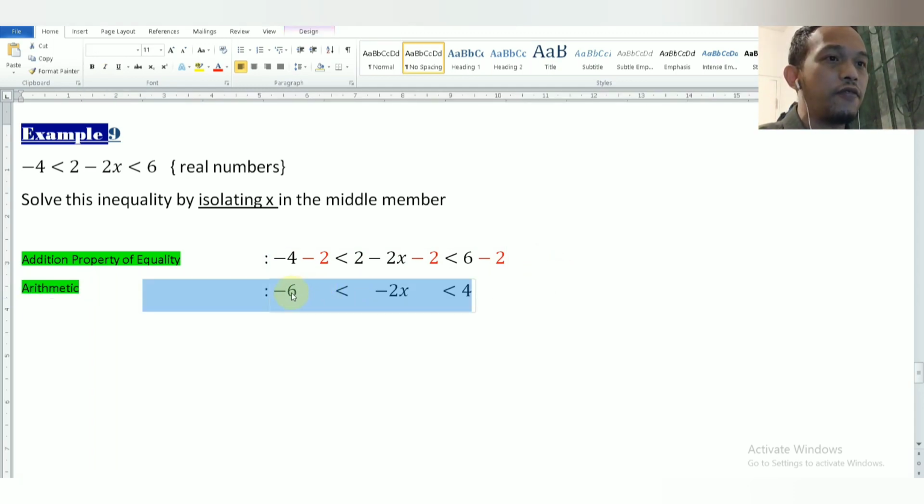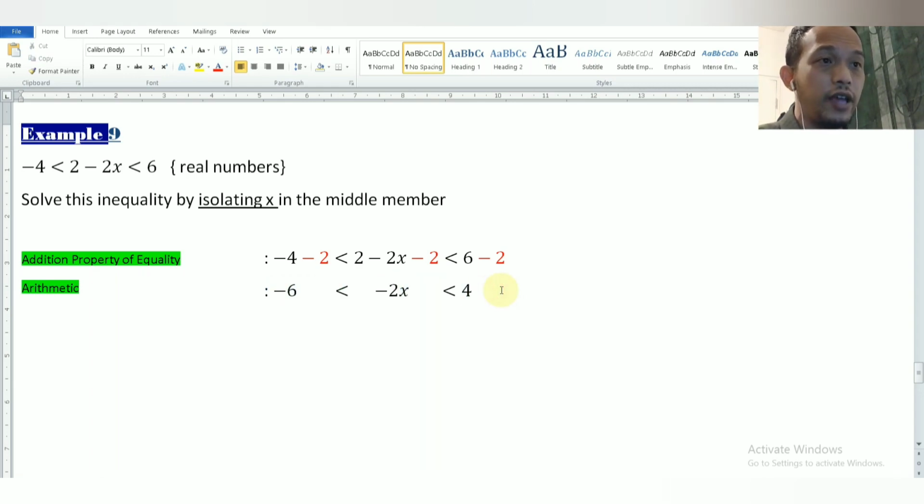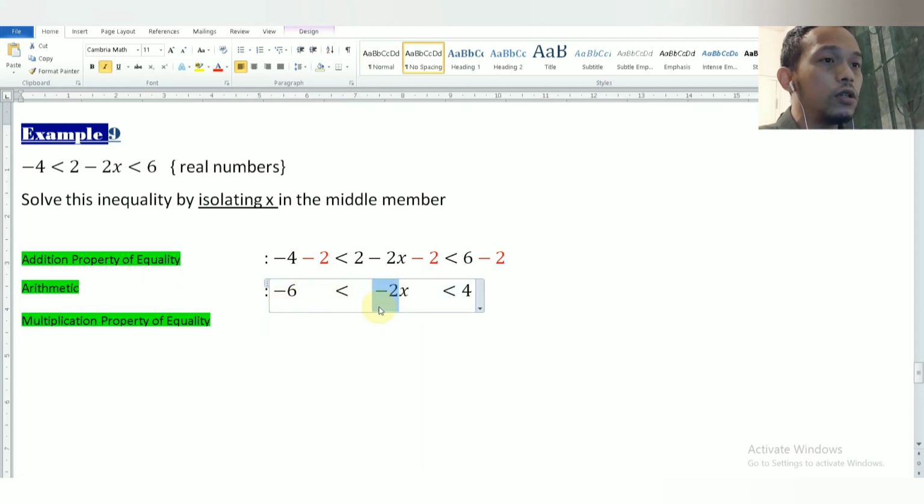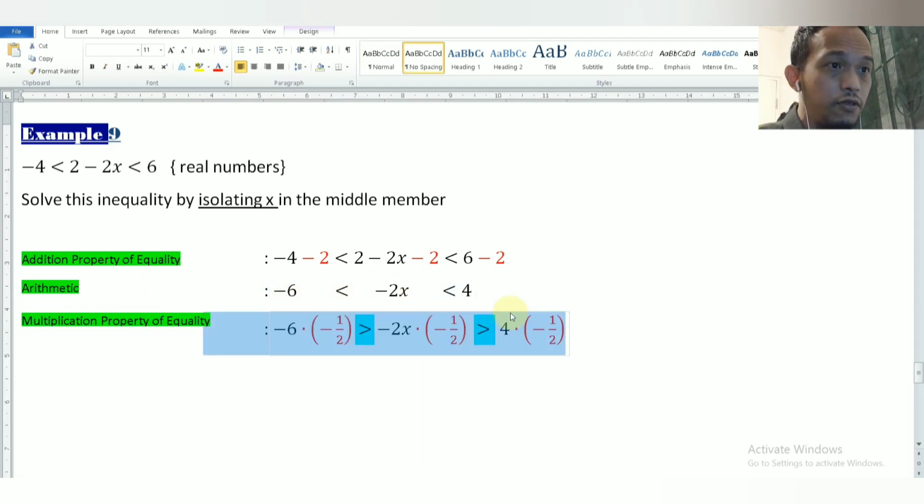In the end, you will have -6 less than -2x less than 4. Or if I want to speak it from the perspective of -2x, -2x is between -6 and 4 exclusively. So next, let's get rid of -2 by multiplying all by -1/2, right?